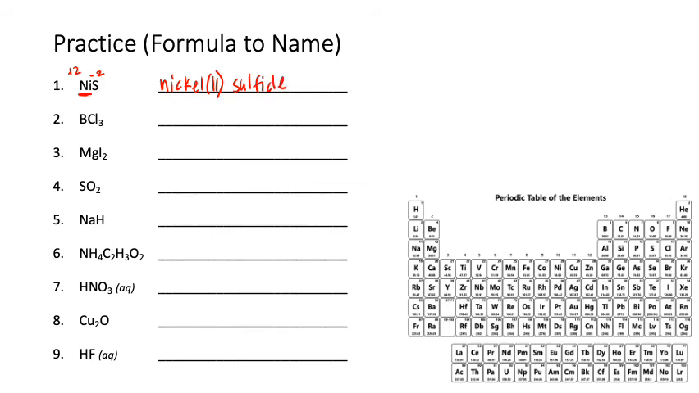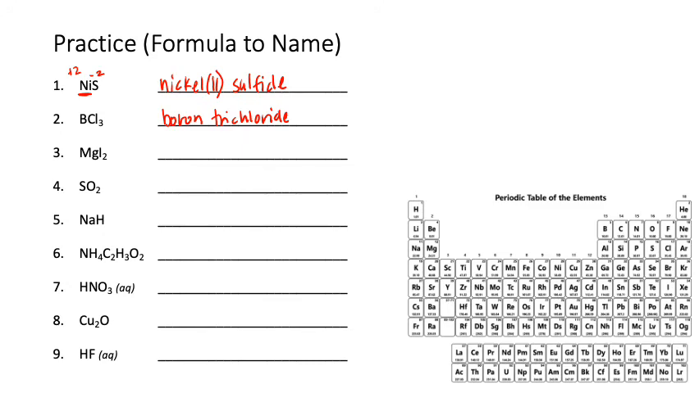The next one, I have boron and chlorine. That's going to be a covalent compound. So with this we're going to use the prefixes. So this is going to be boron trichloride. And remember, we never use mono with the first name of the element. So it's not monoboron, it's just boron.